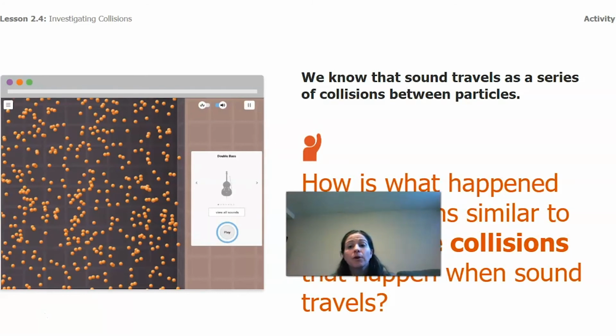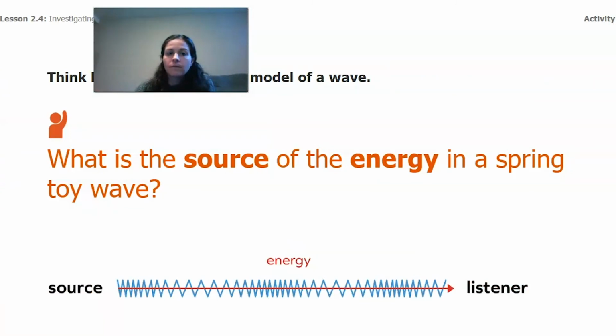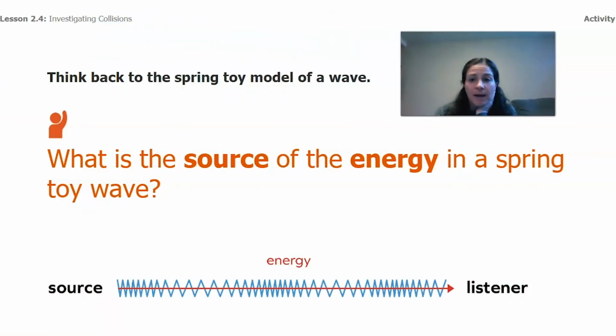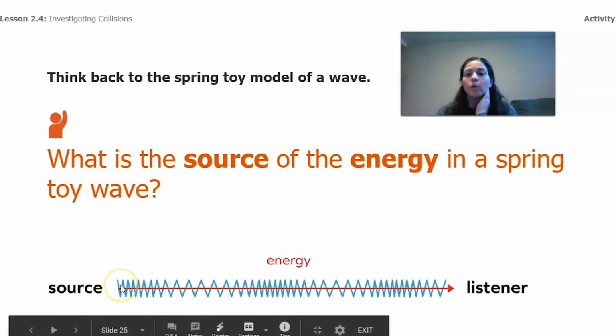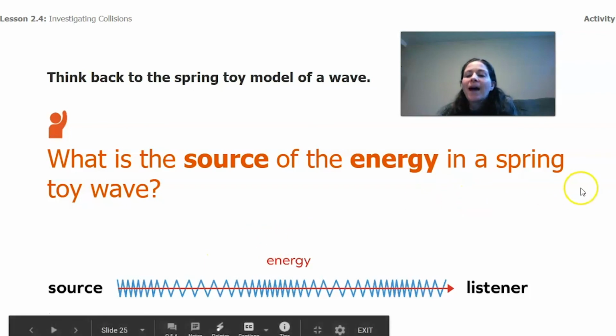Now, we know that sound particles travel as a series of collisions, hit, hit, hit, hit, hit, between particles. How is what happened with the coins similar to the particle collisions that happened when sound travels? Now, I also want you to think back to the video that we watched, where we watched the spring toy and one person pushed it and we saw the metal piece hit the metal piece, hit the metal piece. So I want you to pause this video in just a second and tell someone in your house, how are all these things the same? What similarity is there, the way that this all works? And when you're ready, come back.